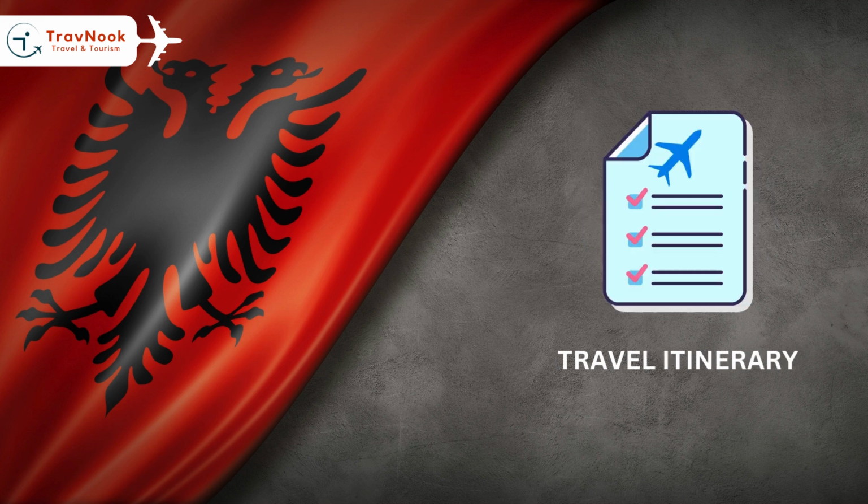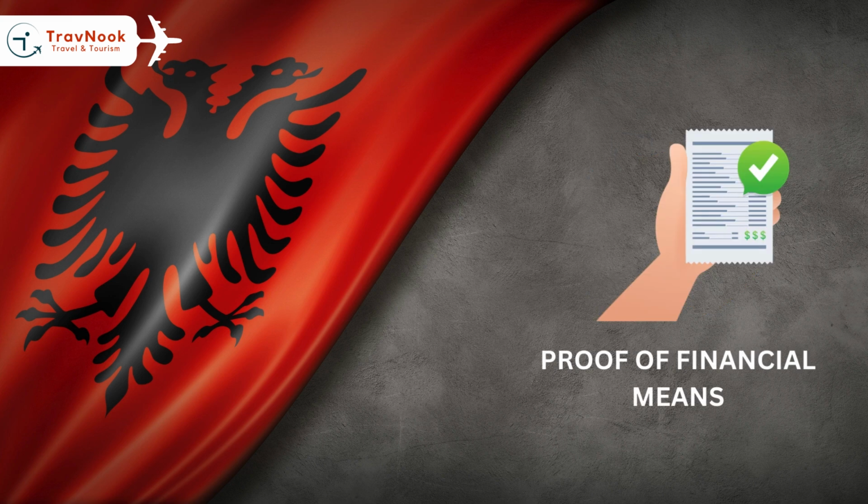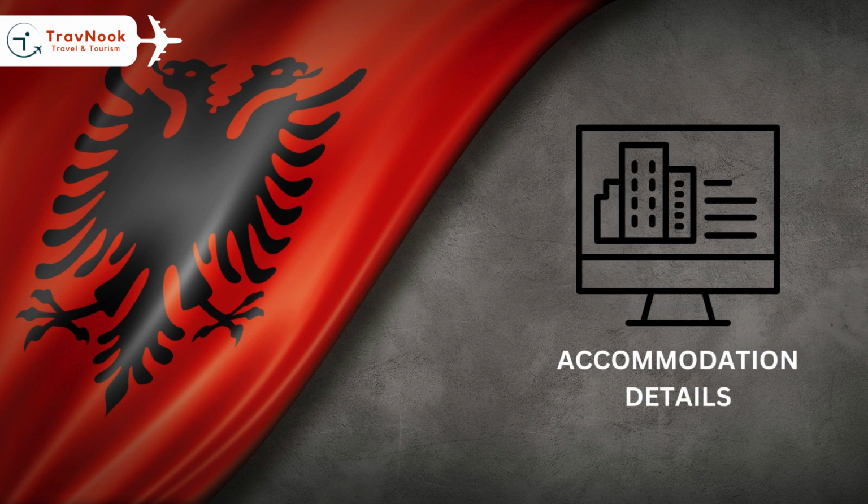Travel itinerary. Details of your trip, including flight reservations and hotel bookings. Travel insurance. Proof of travel insurance that covers you for medical emergencies in Albania. Proof of financial means. Bank statements or other proof that shows you can support yourself during your stay. Return tickets. Round-trip flight ticket reservations. Accommodation details. Hotel booking or accommodation details in Albania.